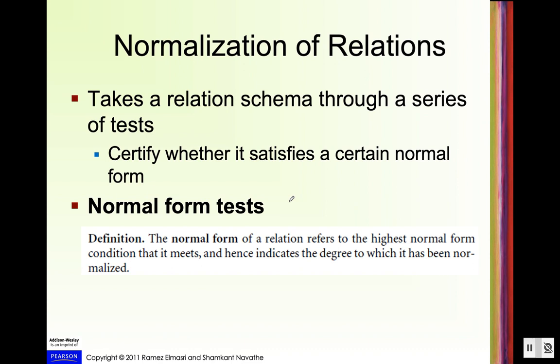So what is a normal form test? The normal form of a relation refers to the highest normal form condition that it meets, and hence indicates the degree to which it has been normalized. There are a couple of normal forms, and we are going to talk about them: first normal form, second normal form, and third normal form.